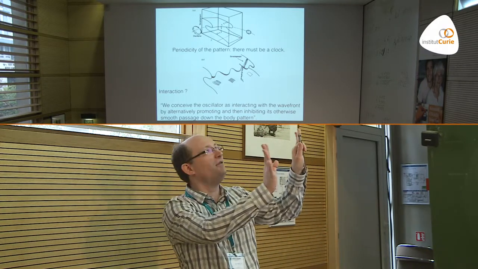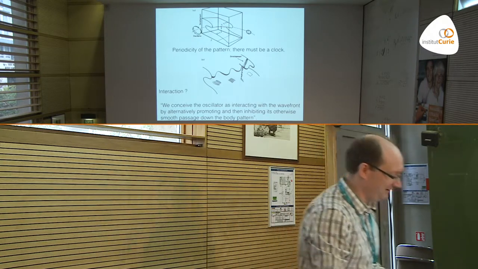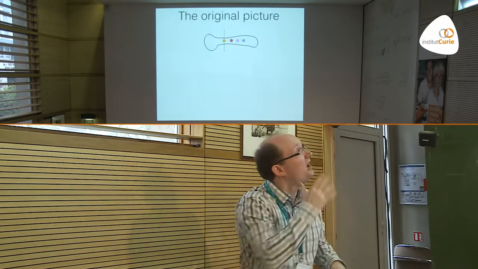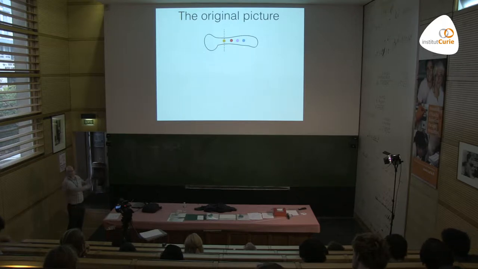Now I'm going to tell you what I understand and what I think they really mean in this paper. So here is the way it works. I have my embryo, and now I have my temporal coordinate, which is given by the wavefront. This dashed line here is defining the wavefront. You see it's going to move in time. It's like the previous slide on the wavefront, but now I'm going to add an oscillator.